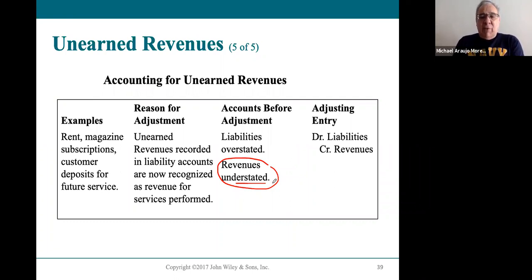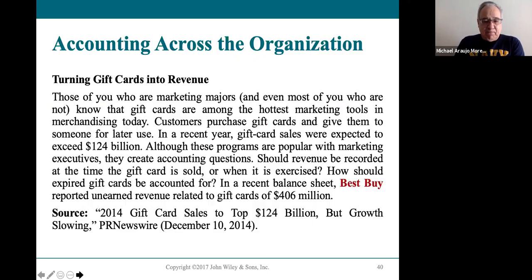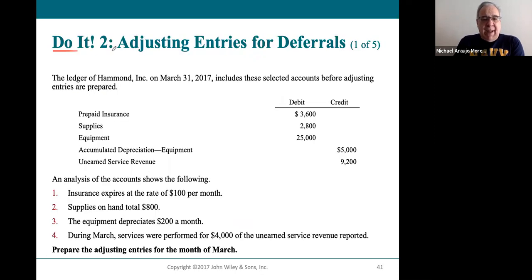All right. And then, of course, if you don't recognize that, it still looks like you owe all that stuff. It's still going to be unearned revenue. It's still going to be a liability on the balance sheet. It looks like you have more debt than you do. So not doing the adjustment is a bad idea. Okay. And so that's learning objective 2.